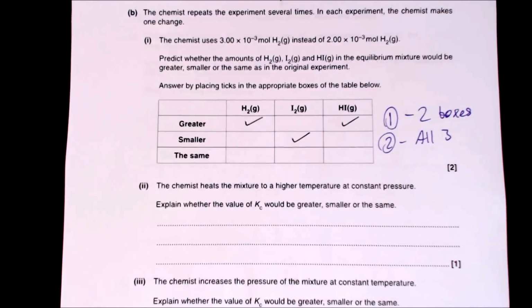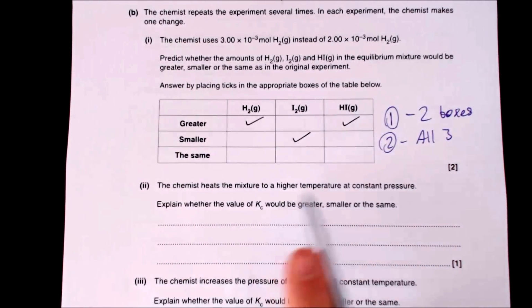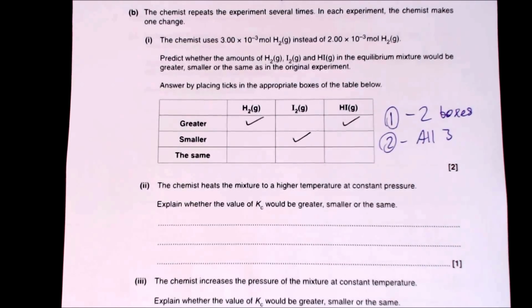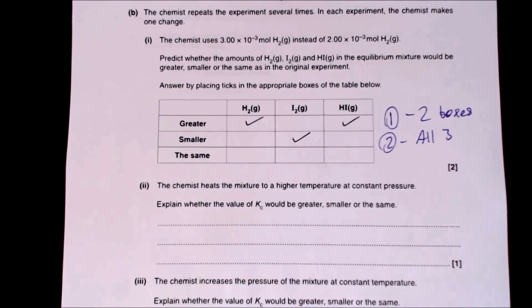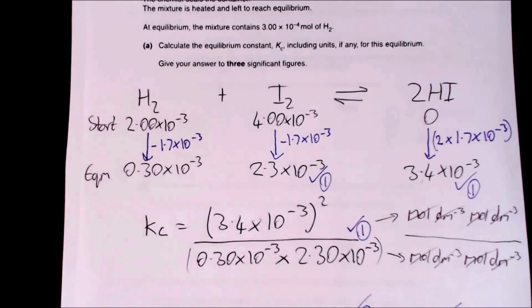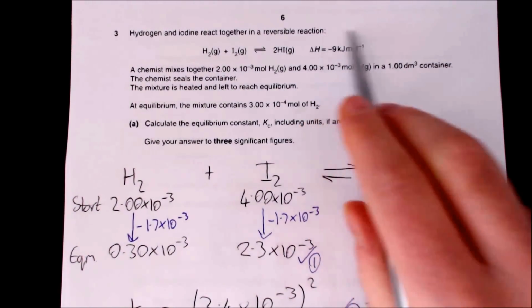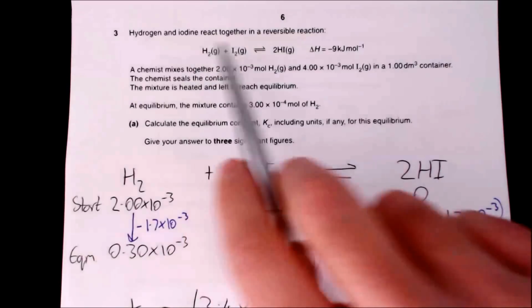Now these are classic questions. They always come up, and the key thing is the only thing that would affect Kc is temperature. So this is talking about a higher temperature, but the pressure is the same. Now what we have to do is look at our Kc expression here. If we look at our equation back, you can see this reaction is exothermic overall, going from left to right.